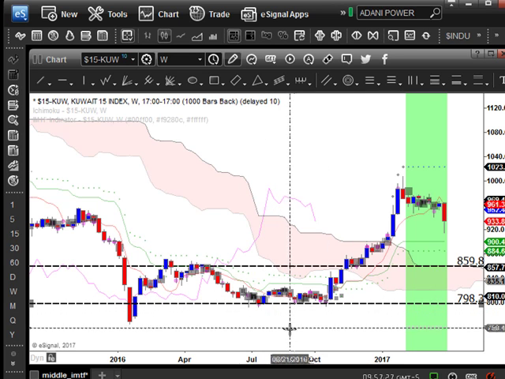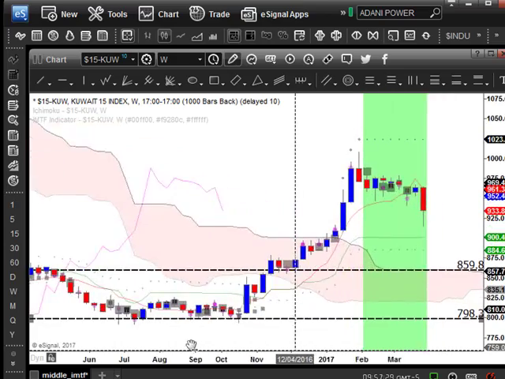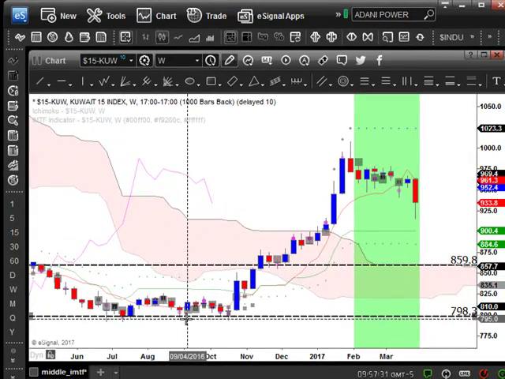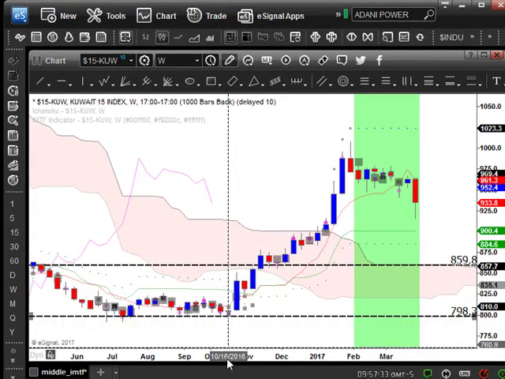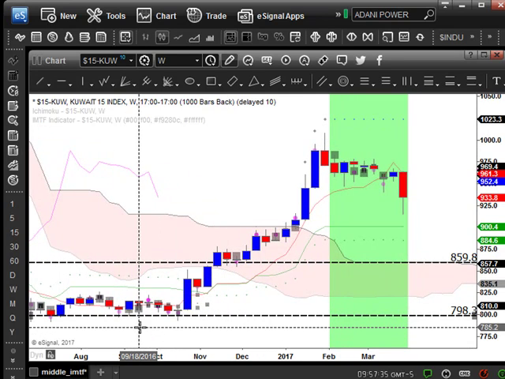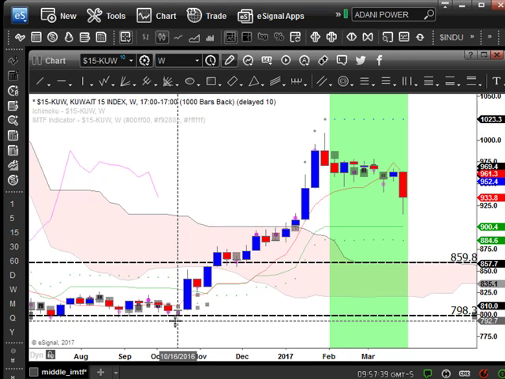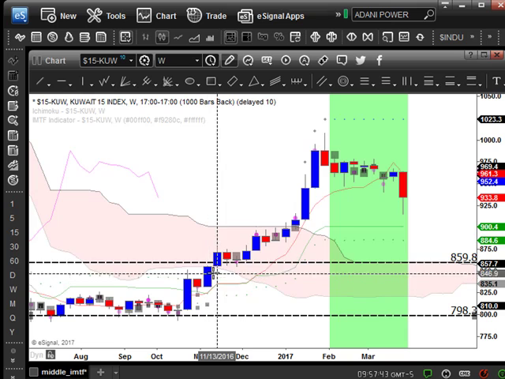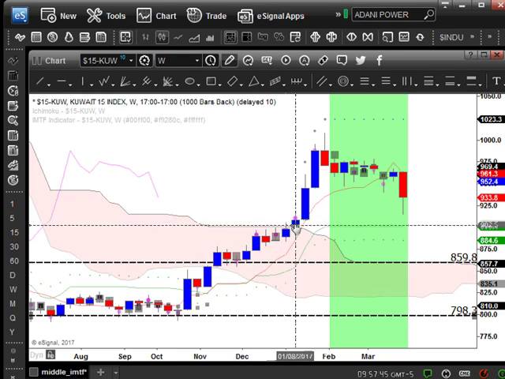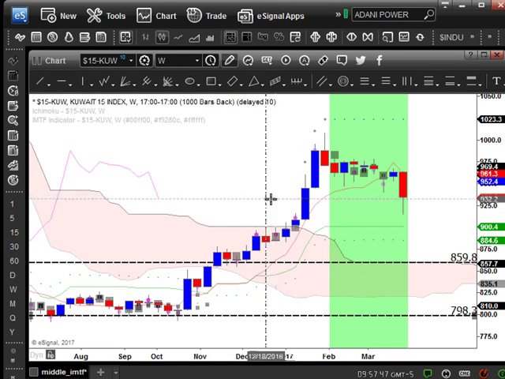The third time it held it here, then held it here, and then held it here. If you keep on banging on the support and you can't seem to break it, eventually you're going to start reversing, and that's exactly what happened here. October 2016, we started reversing. We started going up. We broke out of the cloud where it changed the sentiment, and now we have a bullish sentiment that's moving forward here.